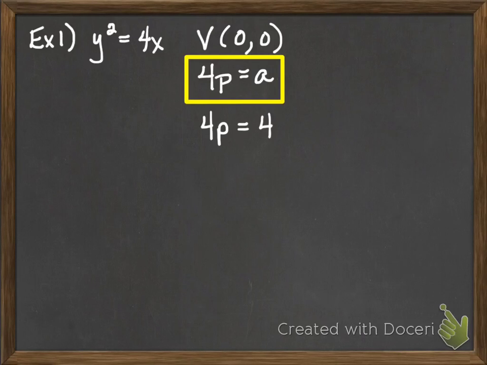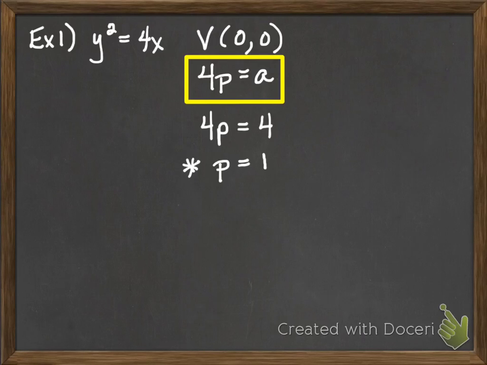So you divide both sides by 4, and you find out that your P value is 1. That's extremely important. That means that between the vertex and the focus, there's just 1 unit. All right, so we need to know the P value, and we use the formula 4P equals 4 to find the P value.